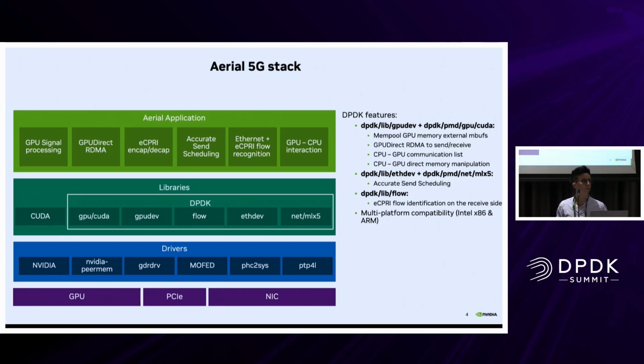On top of all of this, of course, we have the Aerial application that, as I said, is running GPU signal processing, and this is totally built on top of CUDA, of course. It's not network related. And then there is network-related stuff like GPUDirect RDMA, as I said, and eCPRI encap or decap, which means that if you have to communicate with radio units over the fronthaul, you need to follow the eCPRI standard protocol. So at application level, you need to understand what an eCPRI header is, how it works, what it means, and so on.